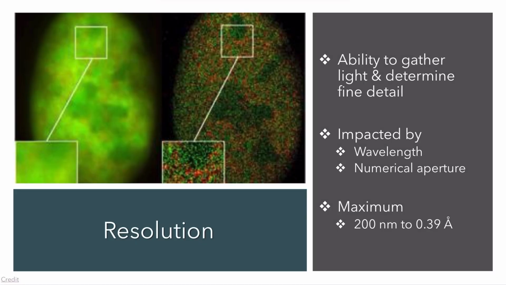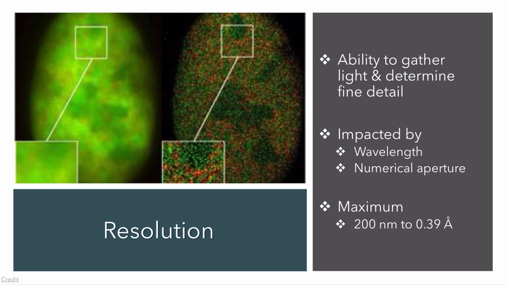In addition to magnification, resolution is also an important characteristic of our microscopes. Resolution is defined as the ability to identify two separate objects as actually being separate from one another. On the left here, you can see an image, and it's pretty blurry. You can see the greens and the reds, but you can't see much detail. But here on the right, you're seeing a little bit more detail. And that's because this has higher resolution.